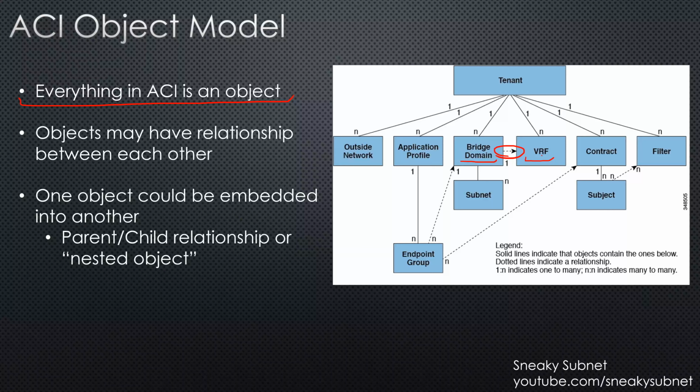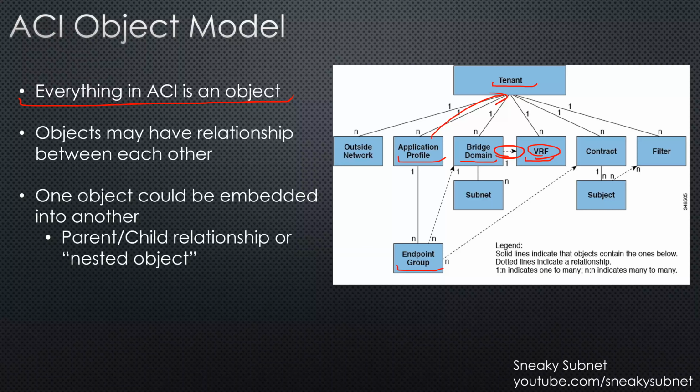So, for example, when you create a VRF, you create it under a tenant. Or when you create an EPG, endpoint group, you create it under an application profile. So it belongs to an application profile, and the application profile belongs to a tenant. So you can't just create an EPG in ACI. You should create an EPG inside an application profile, and the application profile you should create inside a tenant. So there is some nesting, some hierarchy.